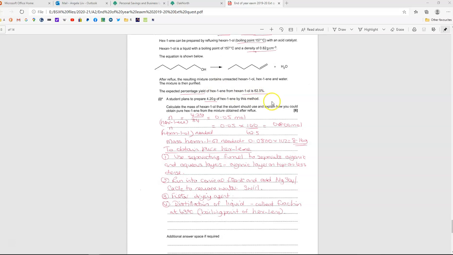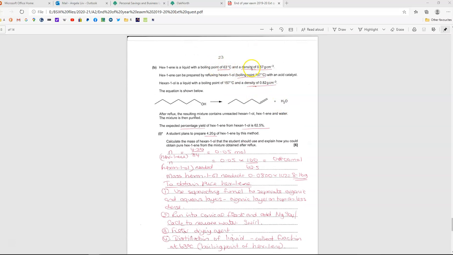So don't forget, look at all the information that's given to you. They've given you this information for a reason. You really need to see how you're going to mention it in the answer. It's given you all the densities and the boiling points, etc.